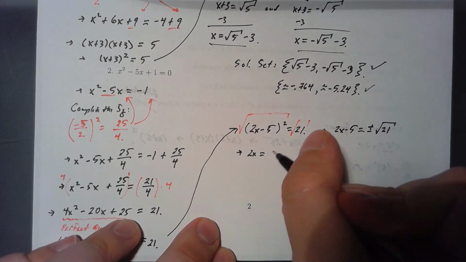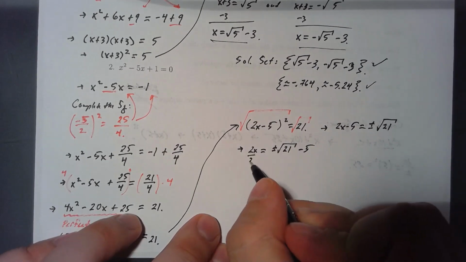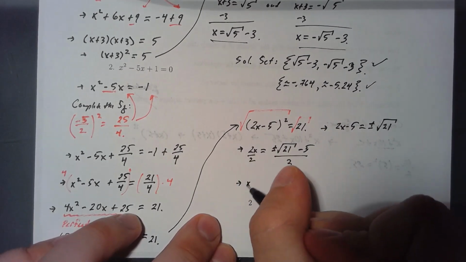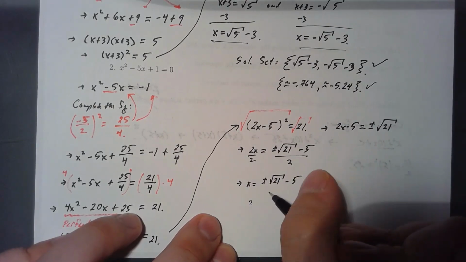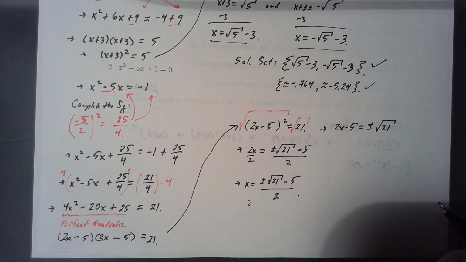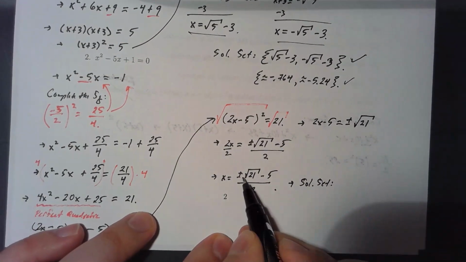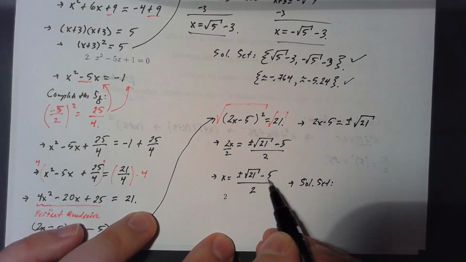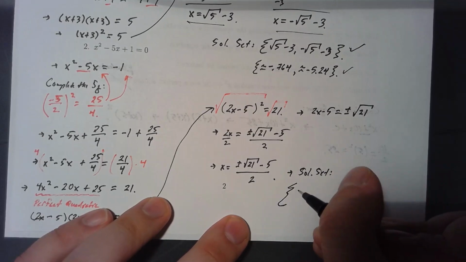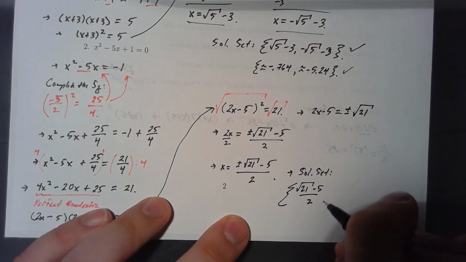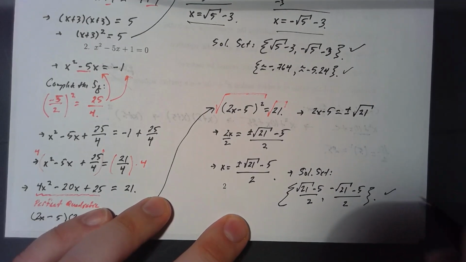So you're going to get plus or minus the square root of 21 minus 5. And then divide by 2. You're going to get x equals plus or minus the square root of 21 minus 5 all over 2. So you have two solutions here: plus root 21 minus 5 over 2 and negative root 21 minus 5 over 2. But you could write them separately like I did here if you want to. There's the positive one. There's the negative one.